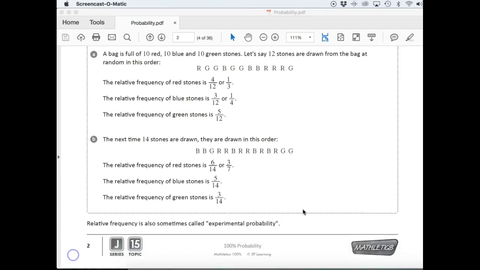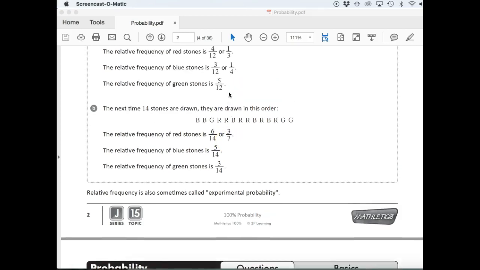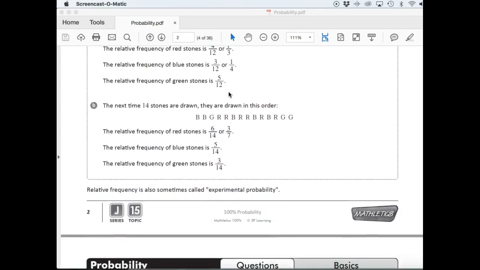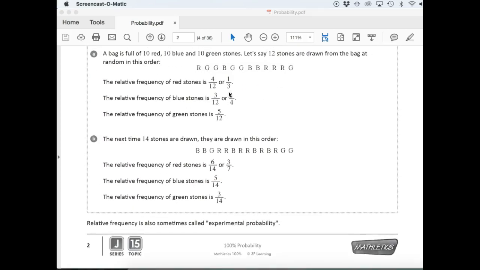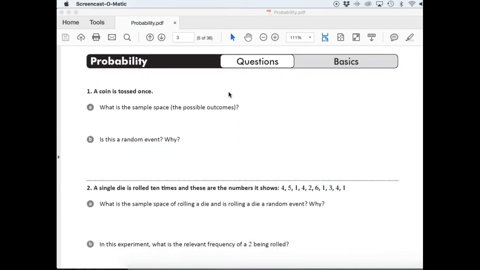This next example just shows you what happens, only this time you've got 14 stones. And as you can see, it's the same thing. So how many you pulled out of that colour, of red, over a total of 14, and then simplify your fraction. As you can see, we have slightly different results, okay? And that's because we're doing our experiment. We're not worried about what would happen normally.